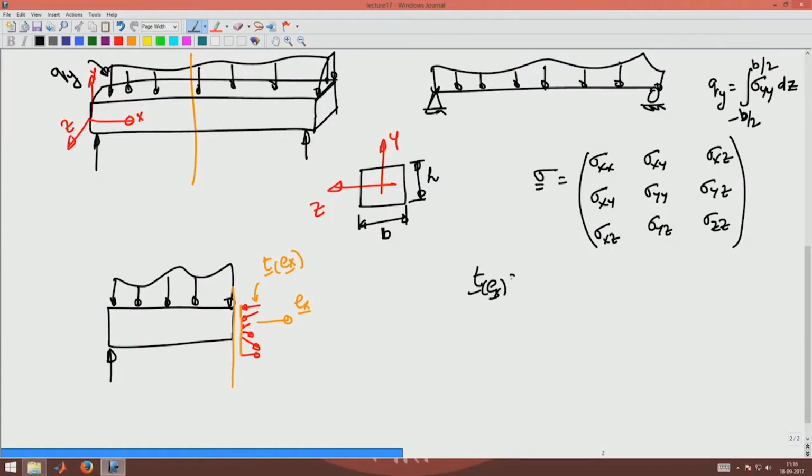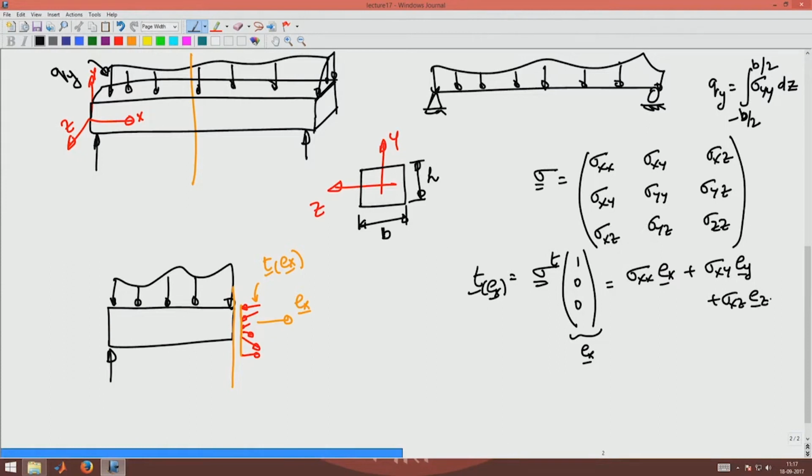T's of Ex would be that stress acted upon by 1 0 0, that is the Ex vector. Stress is symmetric, so I drop the transpose, or else I will have a transpose there. Okay. So, now this will result in me getting sigma xx Ex plus sigma xy Ey plus sigma xz Ez.